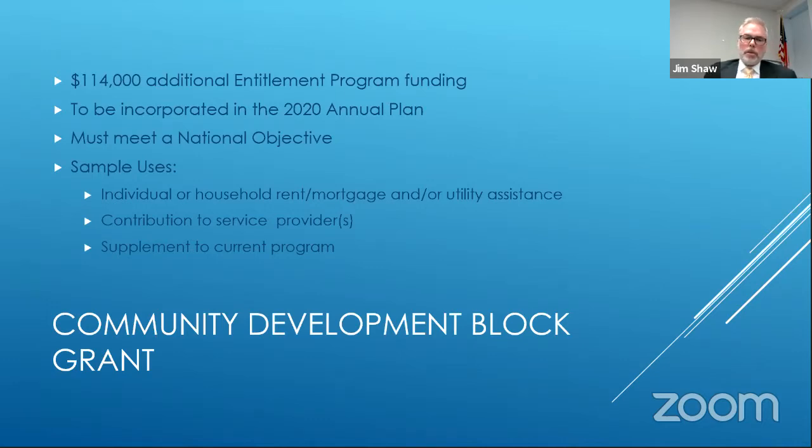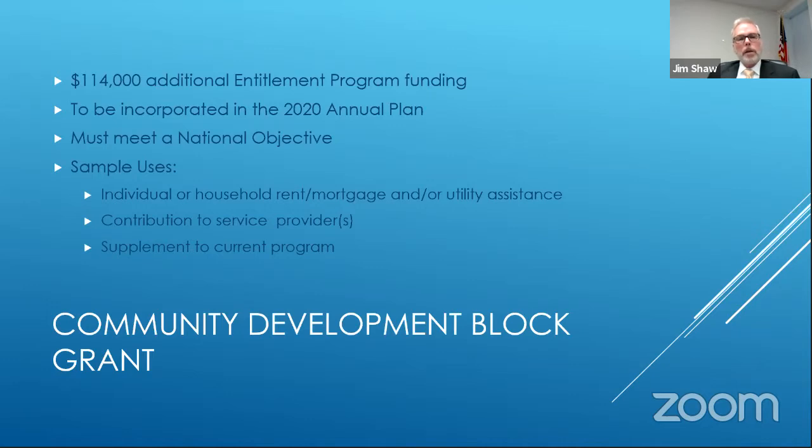Turning our attention a little bit to some of the federal grant money that we've received, I'm going to focus on two significant ones. One is, as an entitlement community, we participate in the Community Development Block Grant Entitlement Program, which means we get a regular allocation of block grant money directly from HUD, and that amount is usually in the neighborhood of $180,000 to $200,000 a year. And as an entitlement community, we're receiving an additional $114,000 of funding.